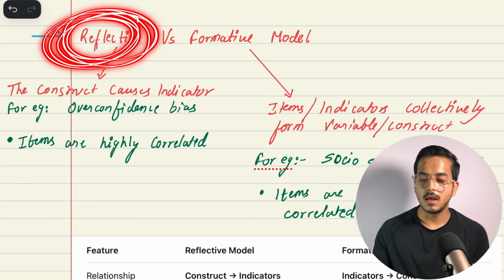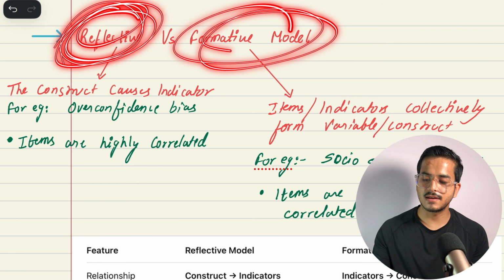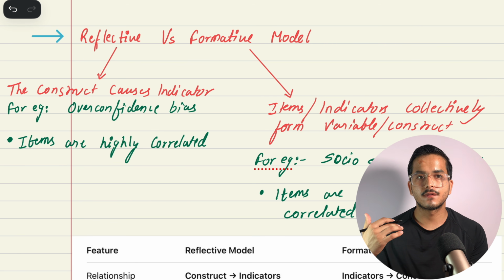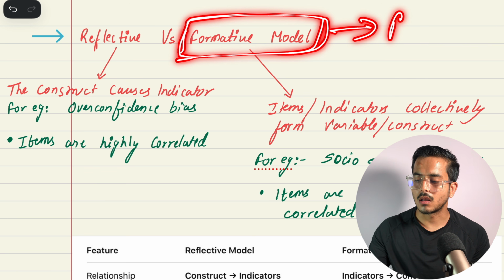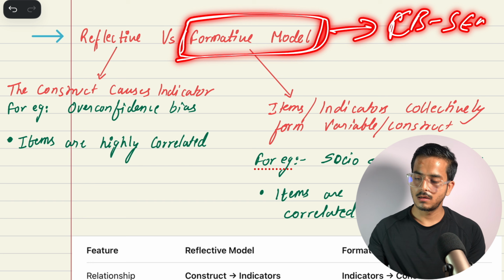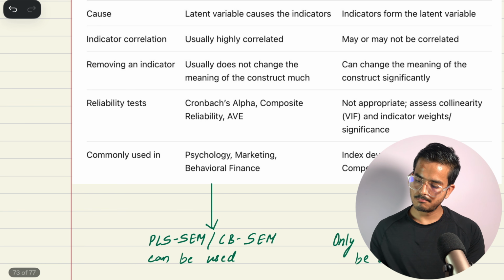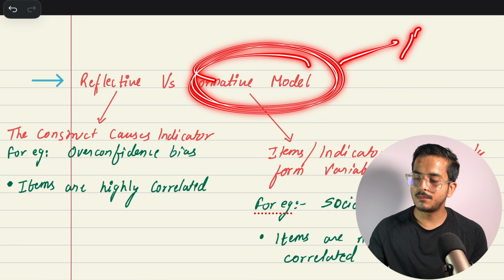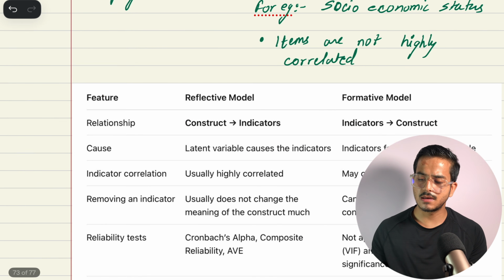So PLS-SEM fits reflective as well as formative. But in case there is just a formative model, then we will go with CB-SEM. Okay, no, no, no, sorry, that's my mistake. If there is a formative model, then only PLS-SEM, because it becomes complex. In case of reflective, we can use CB-SEM as well as PLS-SEM.